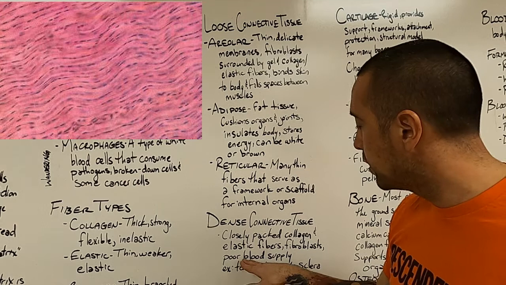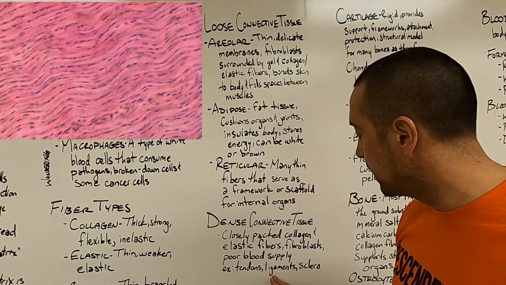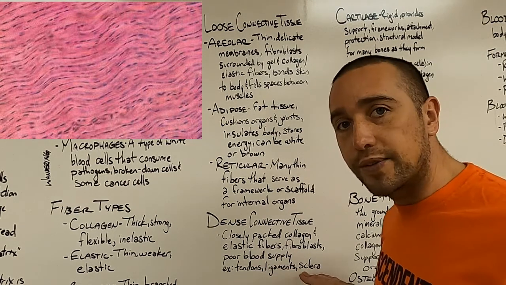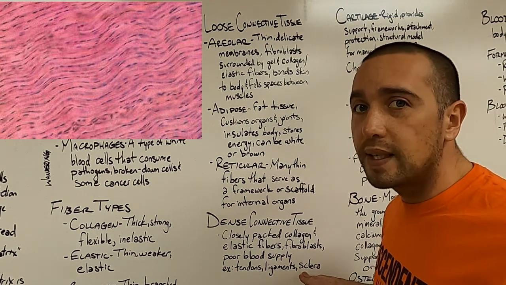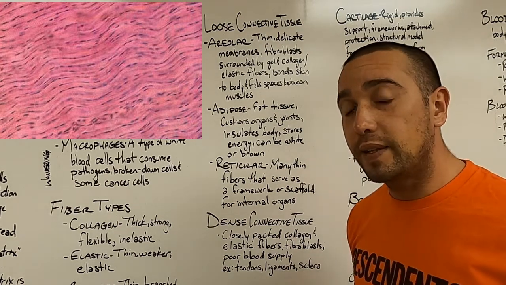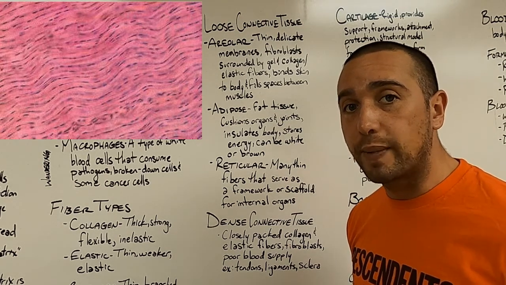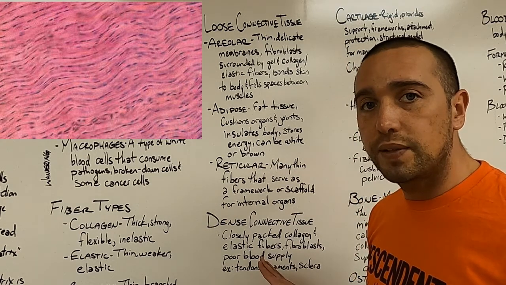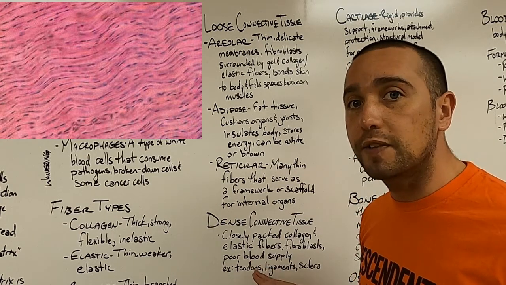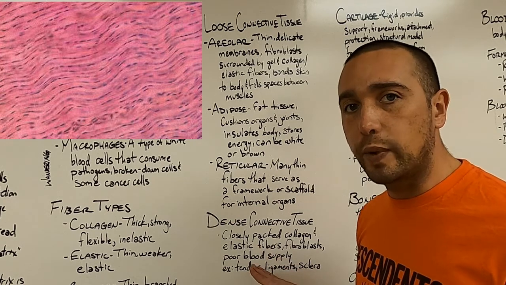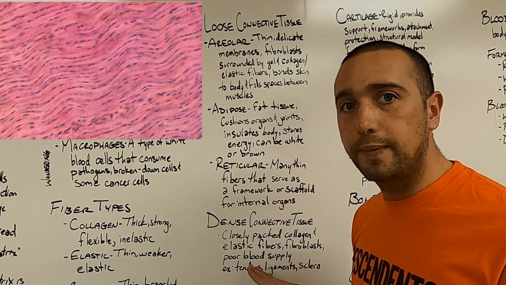Because it doesn't have good blood supply, these things, tendons and ligaments and the outside of your eye, do not heal well. Blood contains everything that is needed for something to heal and repair, and that's why this dense connective tissue does not heal quickly, because it does not have a good blood supply.